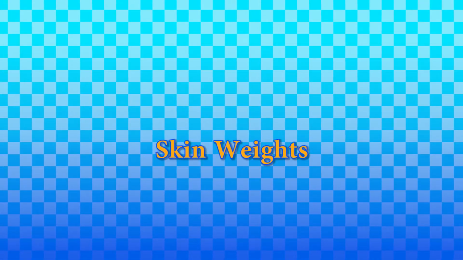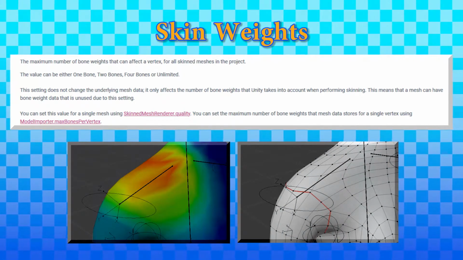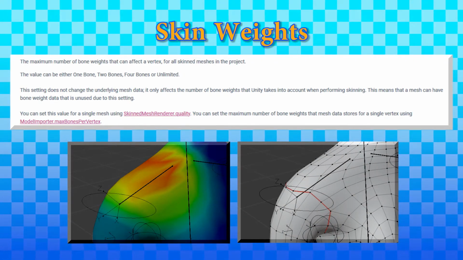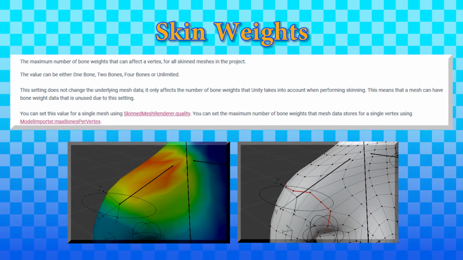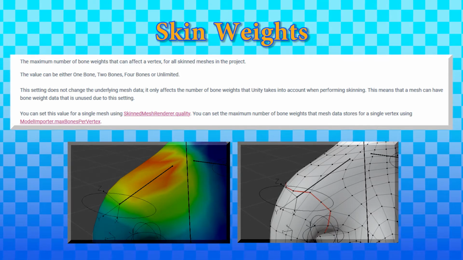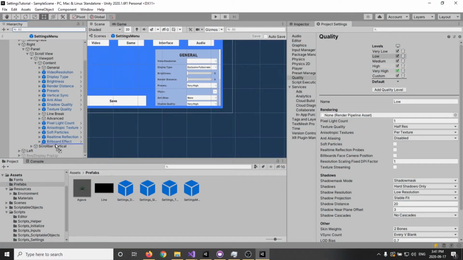Now it's time to tackle skin weights. Skin weights are a whole different topic, but the important thing that you should know is that the more bones affecting a vertex, the more taxing it is to the system. We can choose between 1, 2, 4, or unlimited bones that will affect a given vertex for all skinned meshes in the project. With that said, let's control this setting.